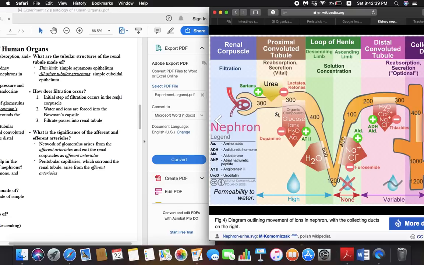So this is basically how filtration occurs, but we need to know that it's initiated, or it first happens, in the renal corpuscle, where the water and ions move from the glomerulus into the Bowman's capsule.